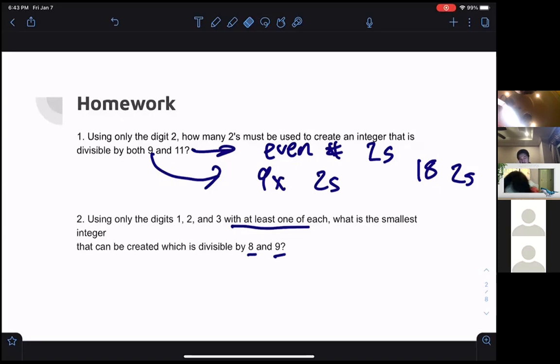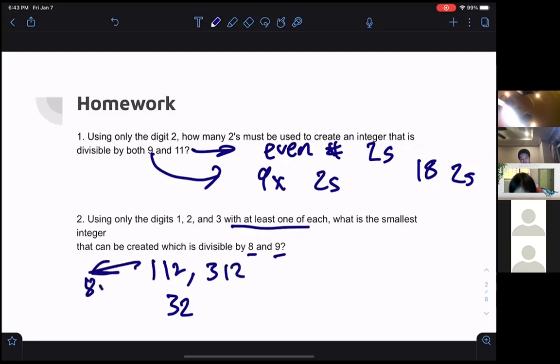We know the number's got to be even, so the last digit is going to be 2. It can't end in 22 because that's not even divisible by 4. So it's going to be 12 or 32. If it's 12, either option works actually: 112 and 312. You can verify that 112 is 8 times 14, while 312 should be 8 times, I believe, 39.